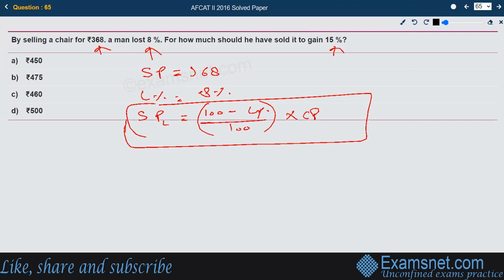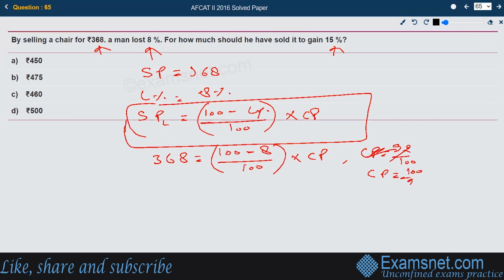So let us use this formula. So your 368, that is the selling price after losing something, is going to be 100 minus how much loss has occurred, 8, over 100 into CP that we don't know. So we can easily find out CP from this. If we calculate this further, CP comes out to be 100 by 92 times 368. And this 92 can easily cut 368 by 4. So the CP value comes out to be 400. CP value is coming out to be 400 rupees.